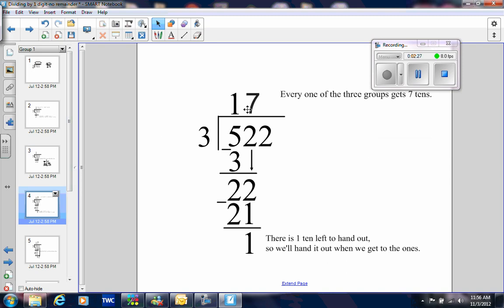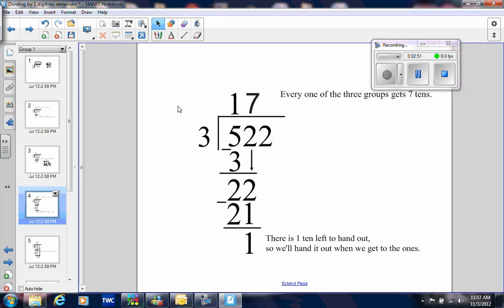So 7, each group gets 7 tens. I put it right over the tens place. That means I would hand out 21 tens. 7 to each group, 3 groups total. 21 tens handed out. Now I still have 1 ten left over then. I have 22 tens, handed out 21, I have 1 left. And we will hand out that ten when we hand out the ones.